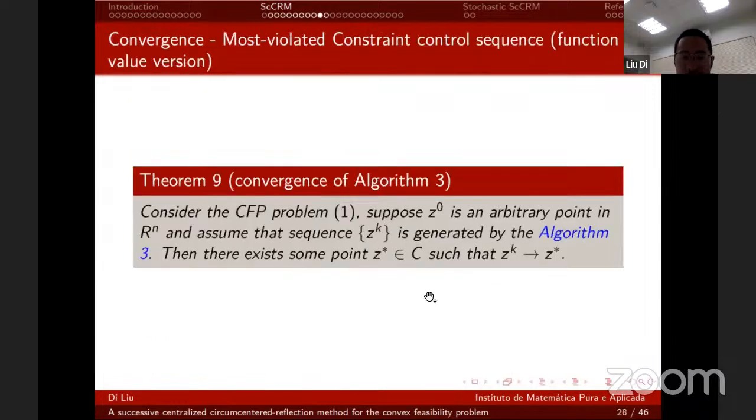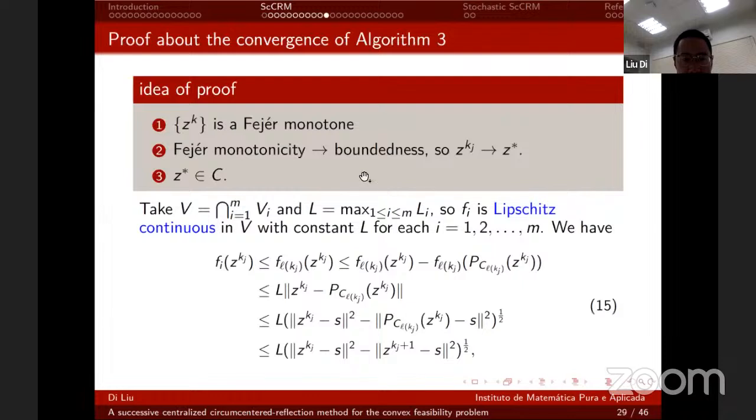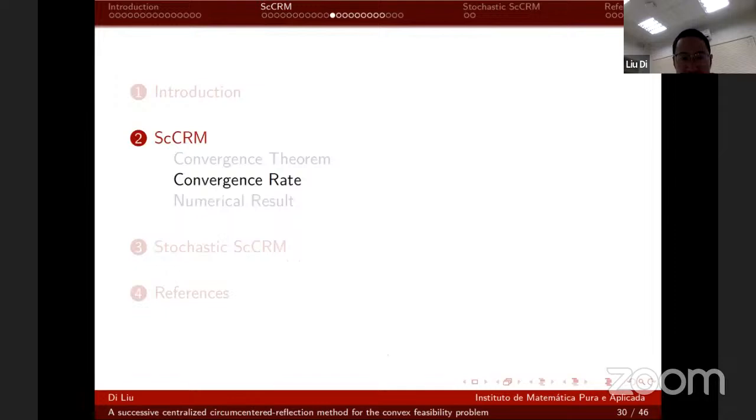And the third one is the most evaluated constraints for the function value version. So it's the same, but different here, we use the local Lipschitz continuity of the convex function. We use this here, and we also get a similar proof. Then we get the result.